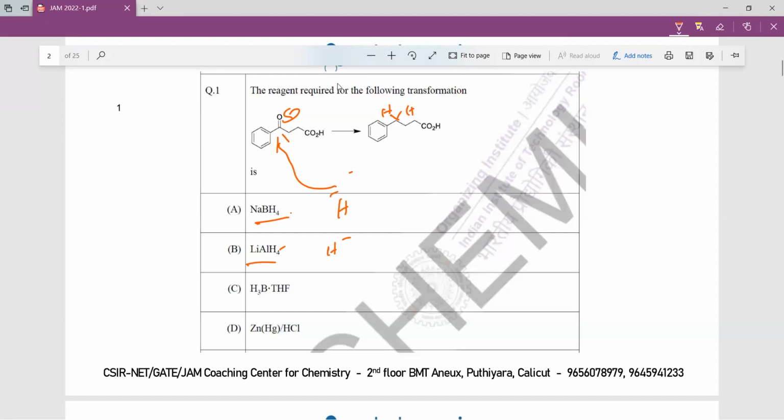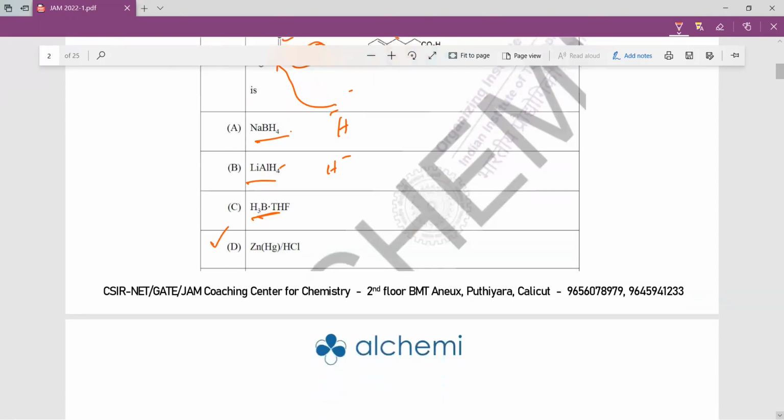Next reagent, the third reagent, is boranes, BH3. What is the role of boranes? If you have carbonyl groups, meaning carboxylic acid, this borane reduces the carboxylic acid. Carboxylic acid will be converted to alcohol. That is what happens if you use option C. So for the conversion of carbonyl group to CH2, the reagent is this one, option B. This is Clemmensen's reagent. Option D is the correct answer.